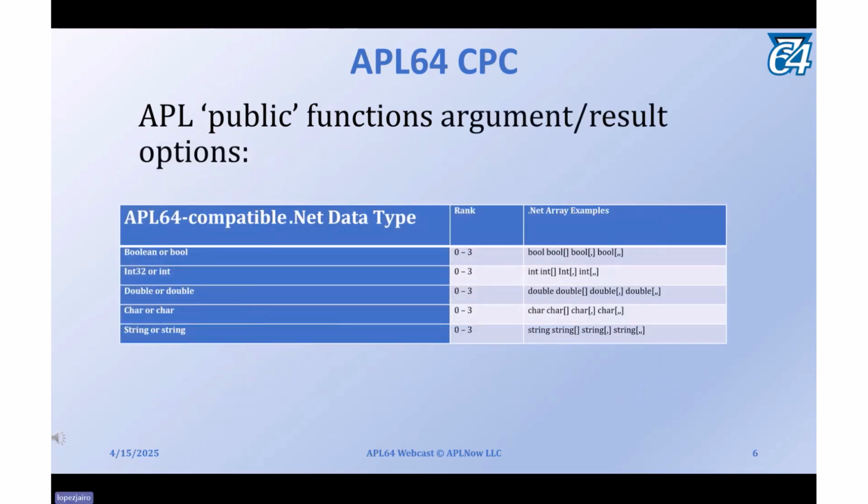What data types can be used as either arguments or results? Booleans, integers, doubles, characters, and strings. What rank? Anything from 0 to 3.